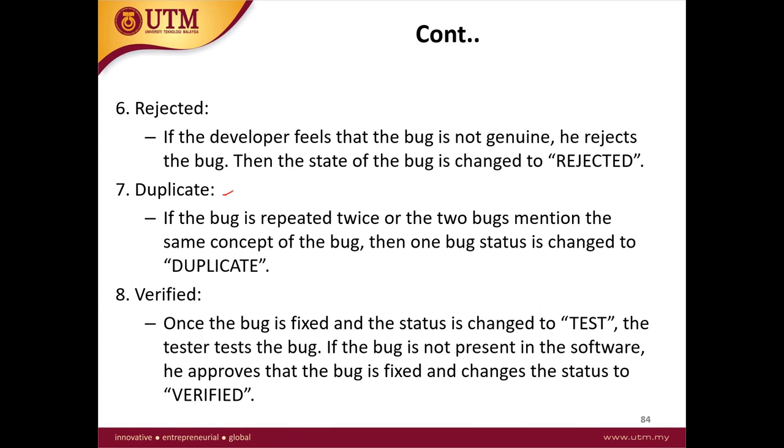If the bug is not genuine, then you can reject. With the twice of the bug mentioned, and then it is later verified. It depends on the tools. This is just a common status. It depends on the tools. Some tools call it when the tester does the test, when the developer does the testing. Some tools like Redmine call it resolve, but resolve is not yet solved. Solved is when it's verified by a tester.